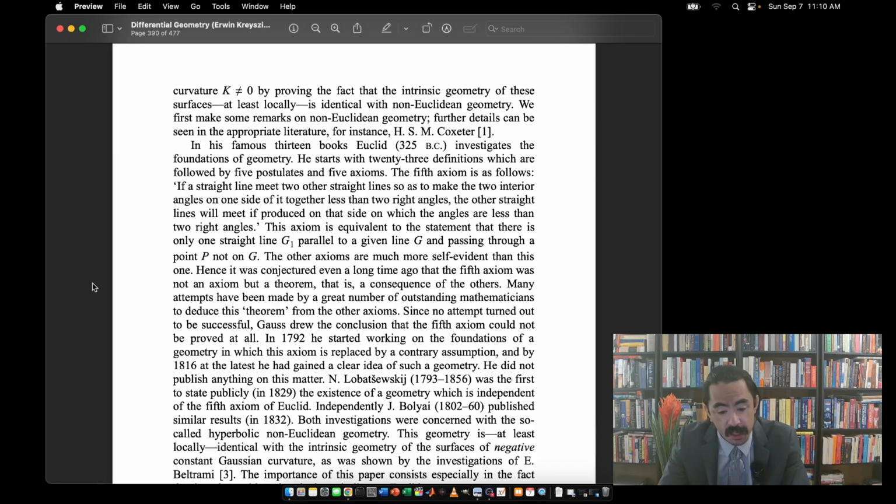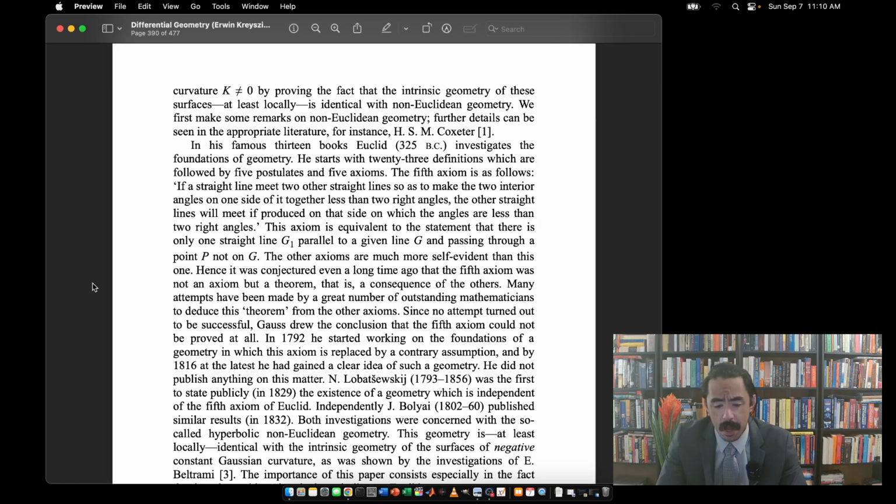This axiom is equivalent to the statement that there is only one straight line, capital G sub 1, parallel to a given line, capital G, and passing through a point, capital P, not on G. The other axioms are much more self-evident than this one. Hence, it was conjectured even a long time ago that the fifth axiom was not even an axiom, but a theorem, that is, a consequence of the others.